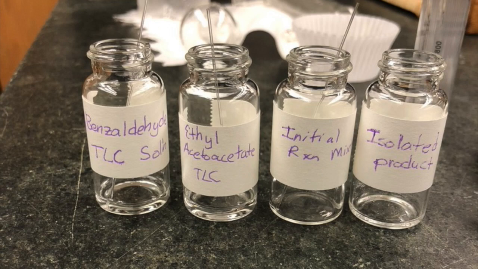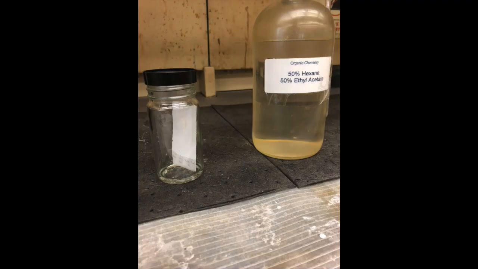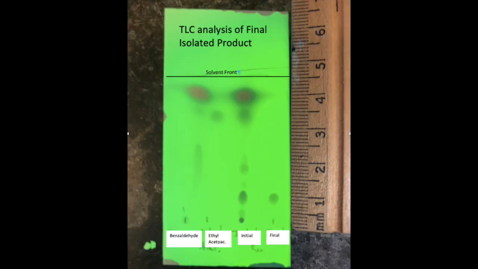So while our product is drying, we're going to do our final TLC analysis. So we got the 3 solutions from our earlier TLC, and then the 4th one is our isolated product. So we're going to develop it once again using 50% hexanes, 50% ethyl acetate. And here's what the TLC looks like. On the left, benzaldehyde, then ethyl acetoacetate. And then you can compare the initial reaction mixture and then our final isolated product.